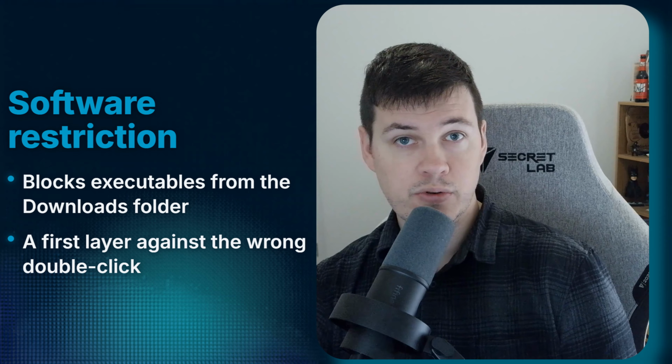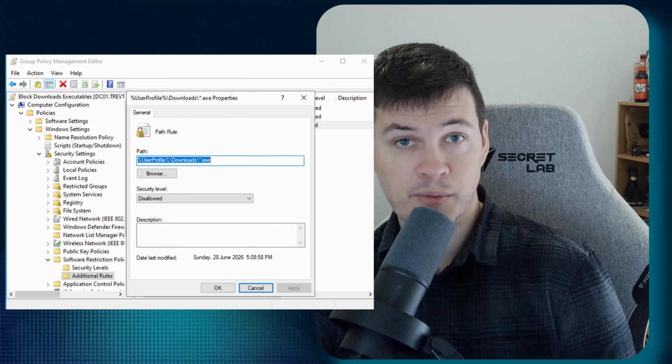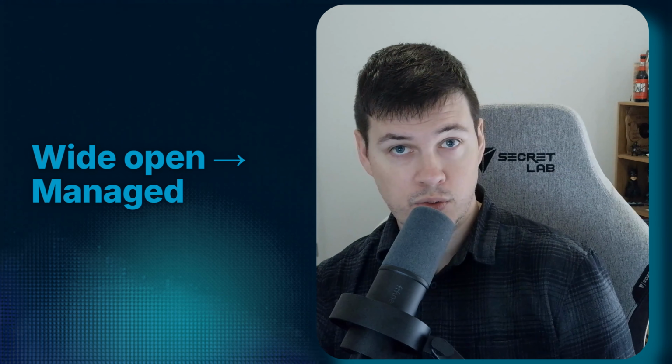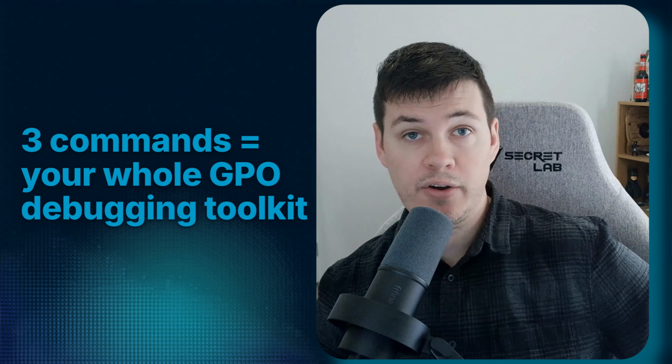Number 4, software restriction. This blocks executables running from the downloads folder. Simple, cheap, and a real first layer against someone double clicking the wrong thing. So 4 policies, and TrevTech.local goes from wide open to actually managed. Okay, so you built it. How do you know it's working?